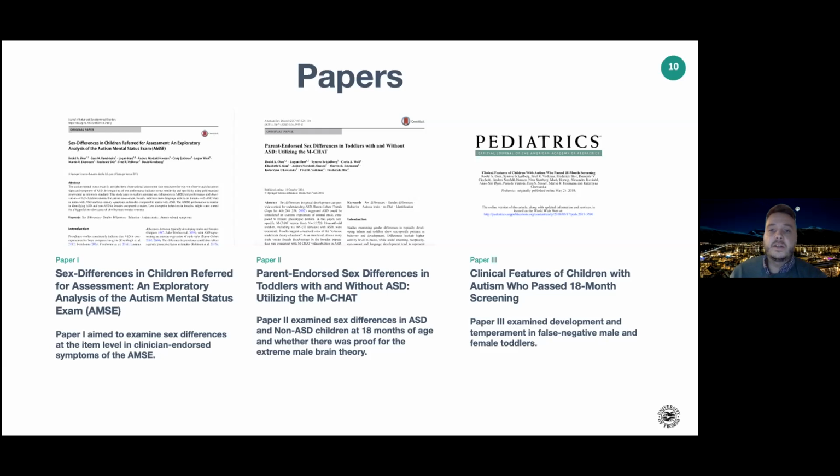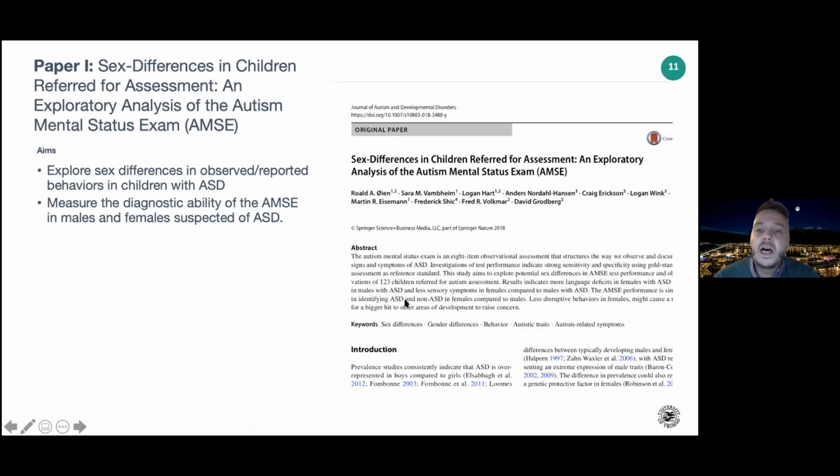And we will take a look at some of them now, so you can get a hunch on what they show and how we do it. I will go through one of them first of all. First, we looked in high-risk settings, meaning children that were referred for an ASD assessment using a very short checklist.